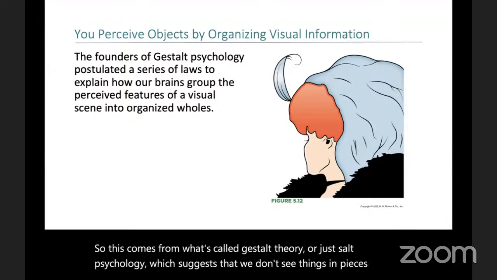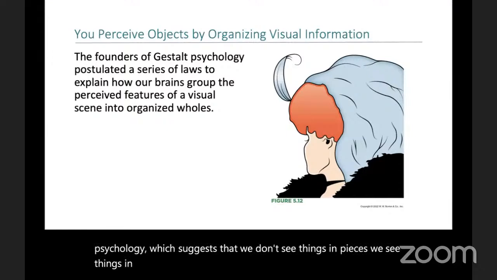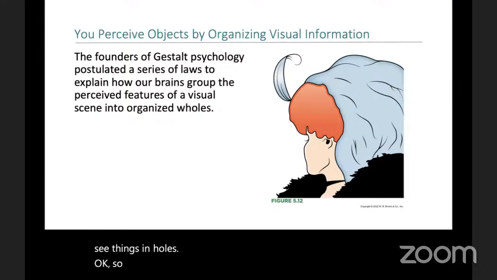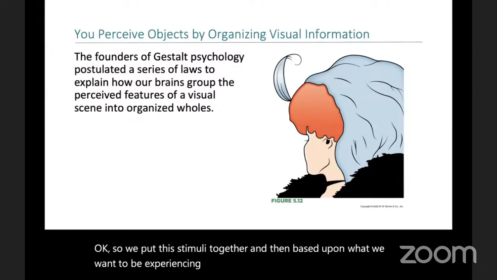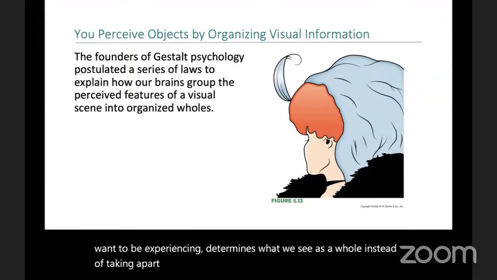in pieces, we can see things in wholes. Okay, so we put this stimuli together, and then based upon what we want to be experiencing, determines what we see as a whole instead of taking apart by piece. Okay, and so again, this is the difference between sensations and perceptions.